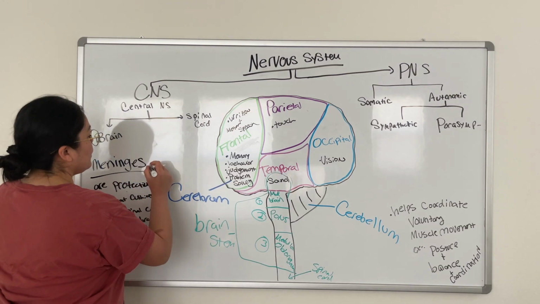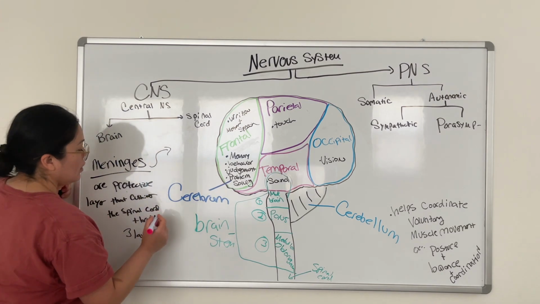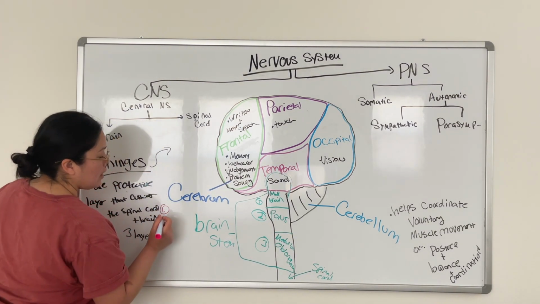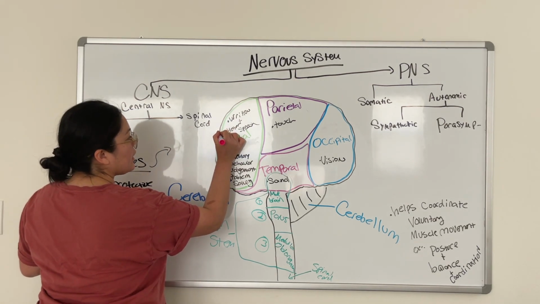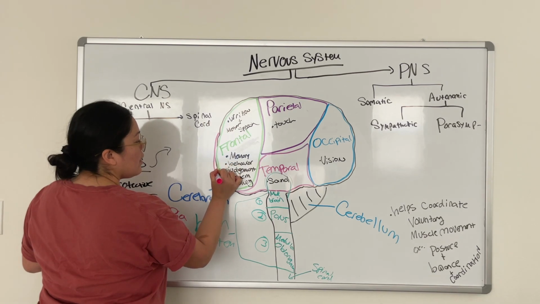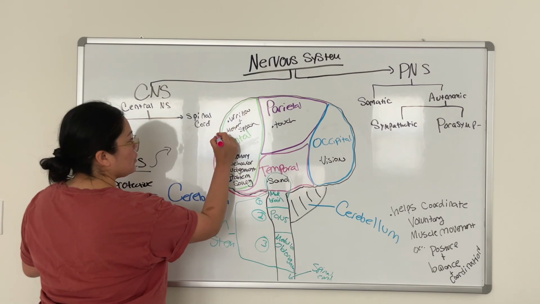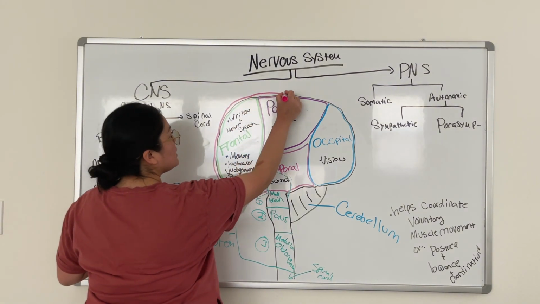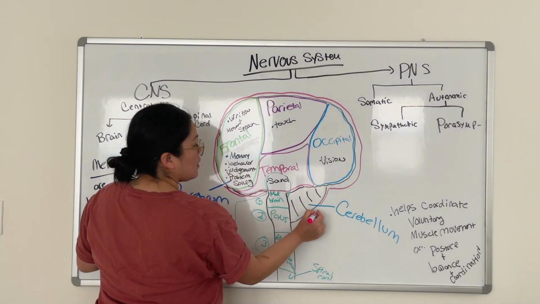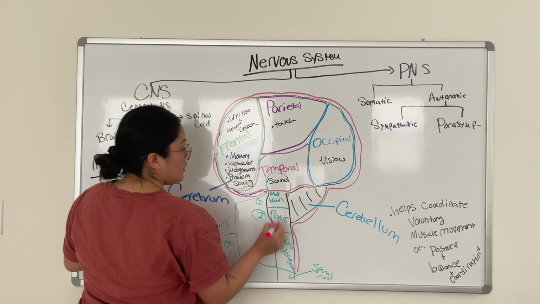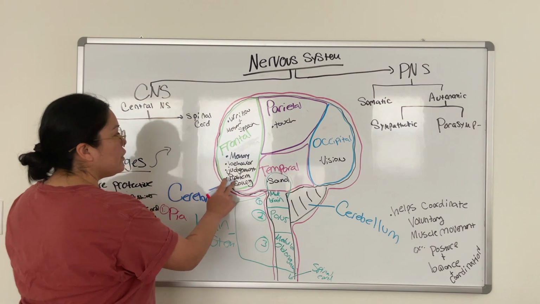The first layer, I'm gonna show you right here. The first layer is the innermost layer, and it's called your pia mater, okay? Your pia mater is going to be attached to your brain tissue. So it's going to surround the entire brain like this, and your spinal cord like this. Okay, so that's your inner layer.